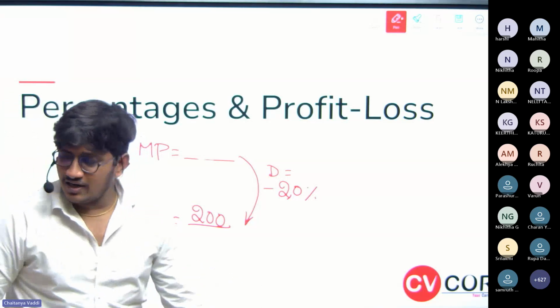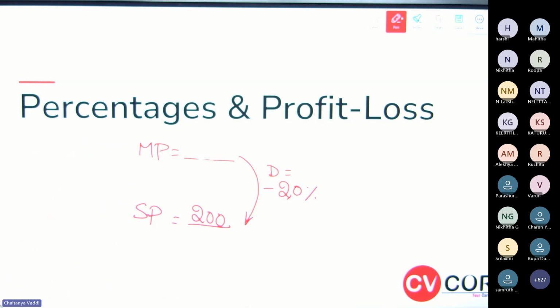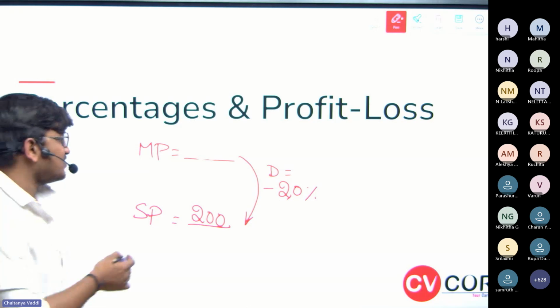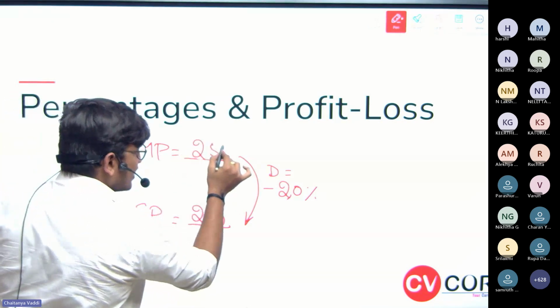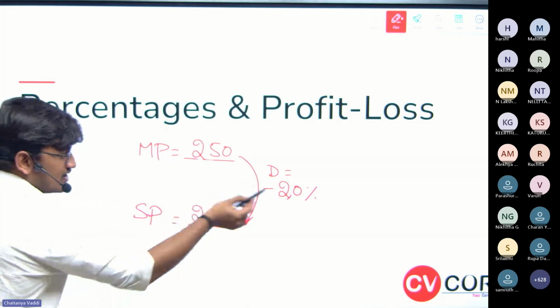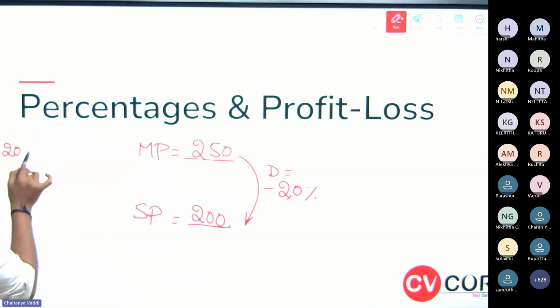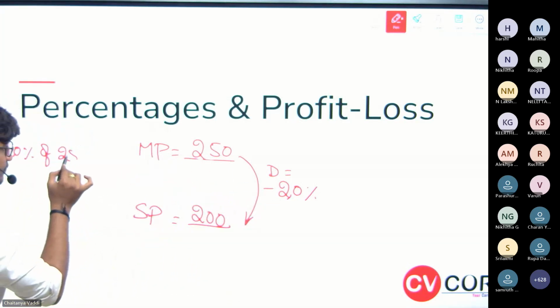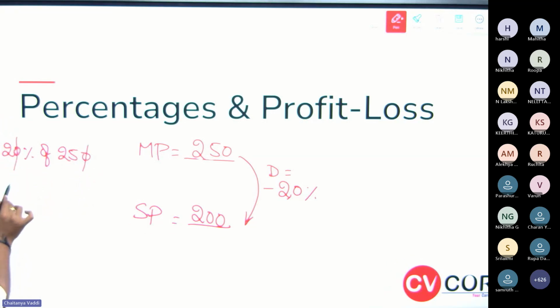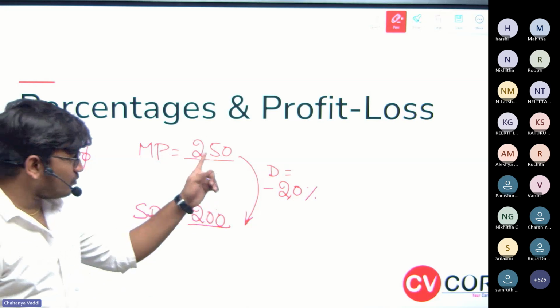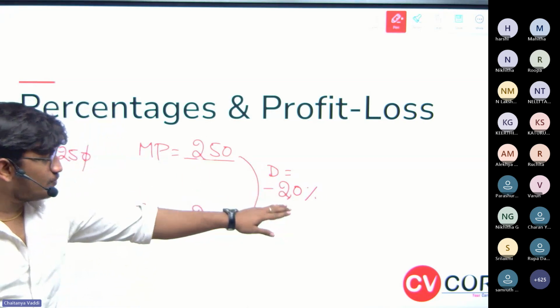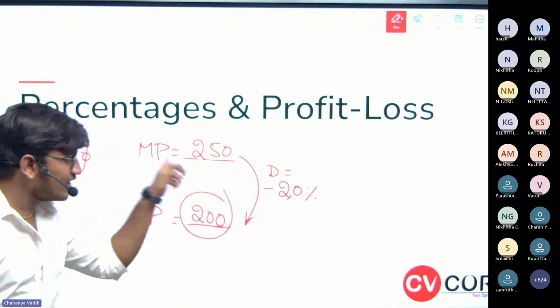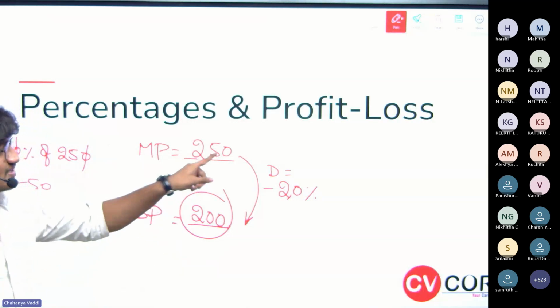Now let me check any other answers. Yes, I can see 250. Let's consider the market price is 250. What is 20% of 250? Again 0, 0 get cancelled. 25 twos are 50. So I'm getting a 50 rupees discount from 250. If I get a 50 rupees discount from 250, I'm getting 200 rupees, correct? So obviously the answer is 250.